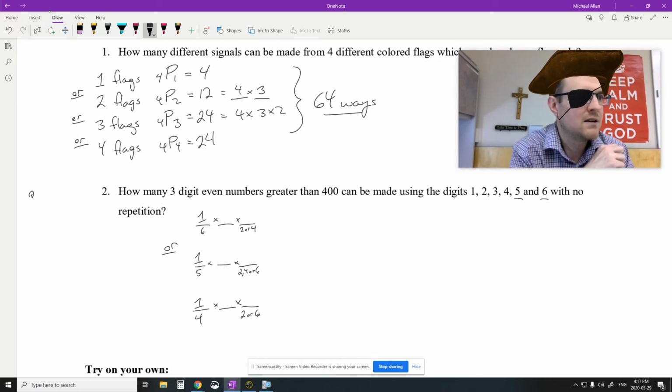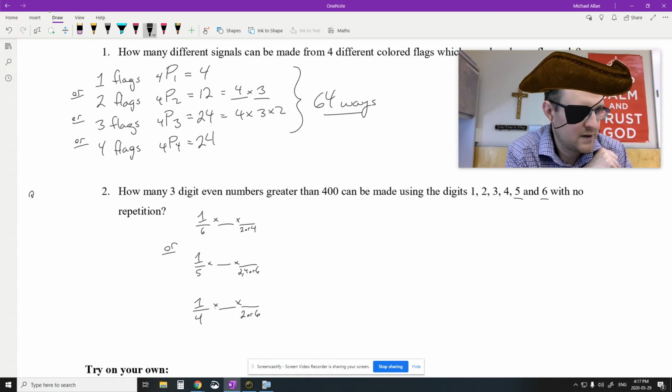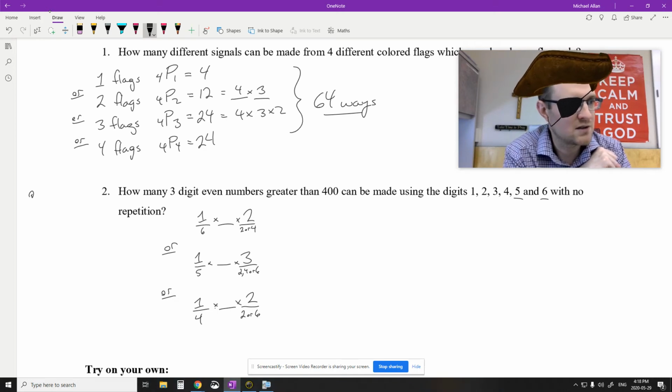Yeah, so these are my cases I have here. If this was a 6, that means there's only 2 choices there, a 2 or 4. If this was a 5, there'd be 3 choices. If this was a 4, there'll only be 2 choices because I've used up those even numbers in those 2 cases. And the middle number could be whatever.